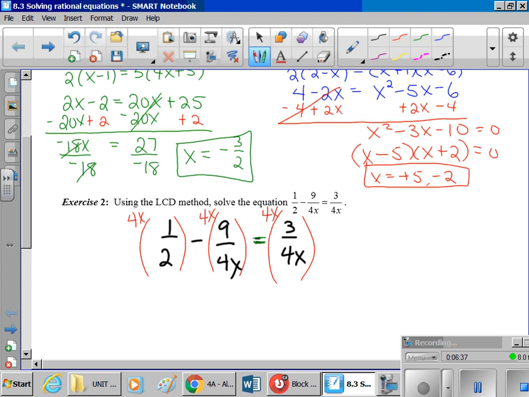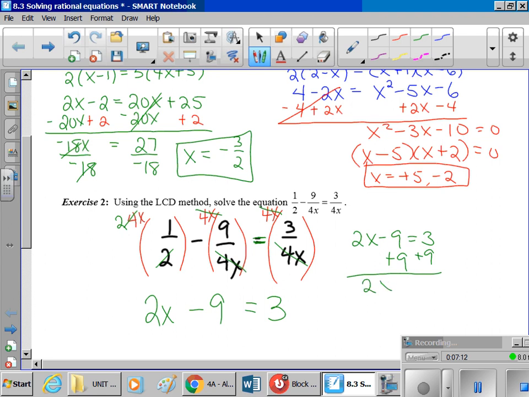So here we're going to cancel this out. This becomes 2. So 2x times 1 is 2x. Here the whole thing cancels out, and I'm only left with the minus 9. And here the entire thing cancels out, and I get 3. And after doing that one little step, look at the beautiful little linear equation we have left over. It's just lovely. So I have 2x minus 9 is equal to 3. Add 9 to both sides. I get 2x is equal to 12, and x is equal to 6.